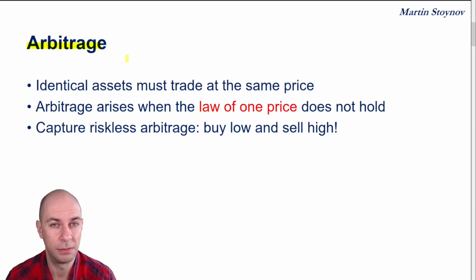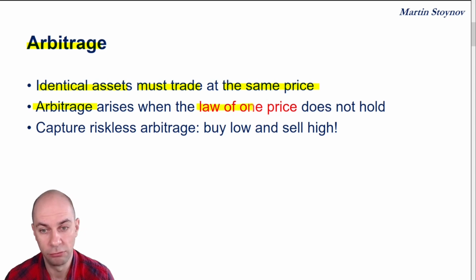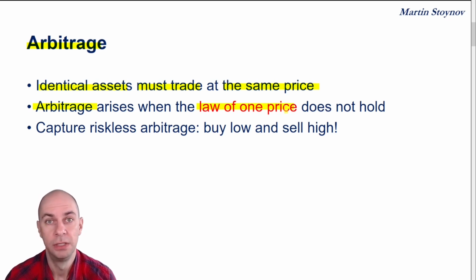So this is all based initially on the concept of the law of one price. The law of one price states that identical assets must trade at the same price. That's pretty logical. If I've got a couple of apples, exactly the same apples, a commoditized product, they should really be trading at the same price. They're identical assets. But arbitrage will arise when that law of one price is violated. For example, I could be buying the apple cheaper in one market and selling it more expensively in another market.